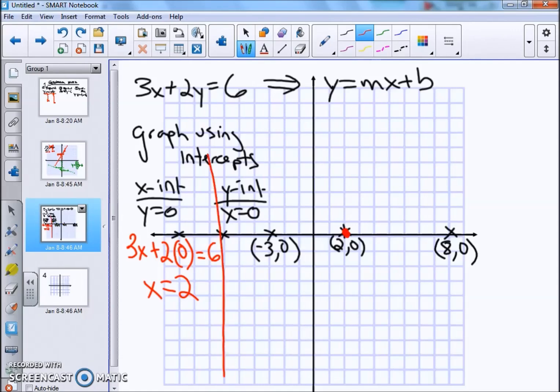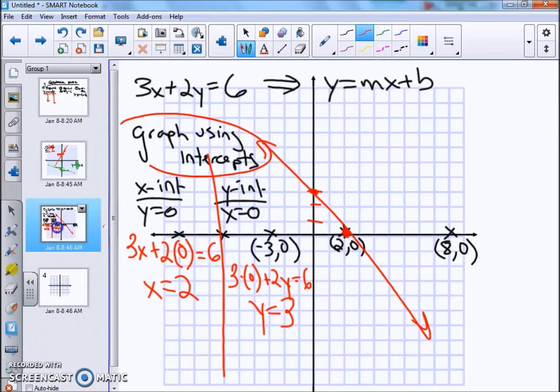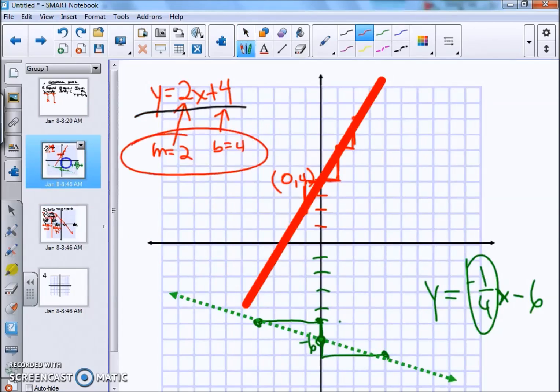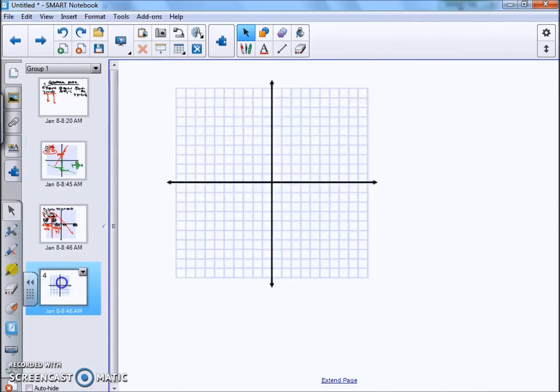And what do I do for my y-intercept now? I make x 0. So that's 3 times 0 plus 2y equals 6. And now I see that y equals 3. So that goes up here: 1, 2, 3. There's 3. And now I have my line. So we have graphing using intercepts, and earlier we graphed using the intercept and the slope. Two different ways. Easy, right?